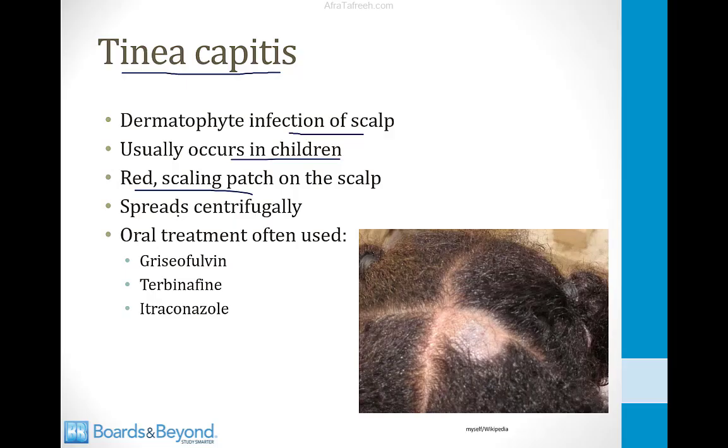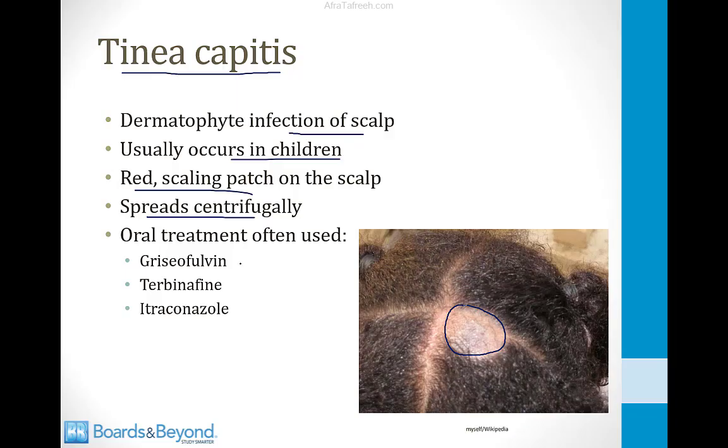And then it can spread centrifugally just like all the dermatophyte infections. Shown on this slide is a picture of a person with tinea capitis. You can see this circular plaque here where the hair is missing. That's what tinea capitis can look like. It can also be red, and the patch can be described as scaling.